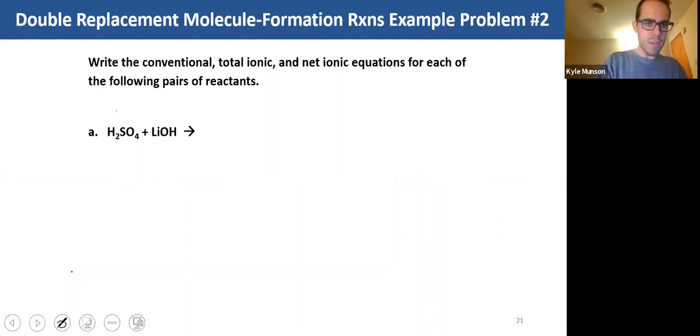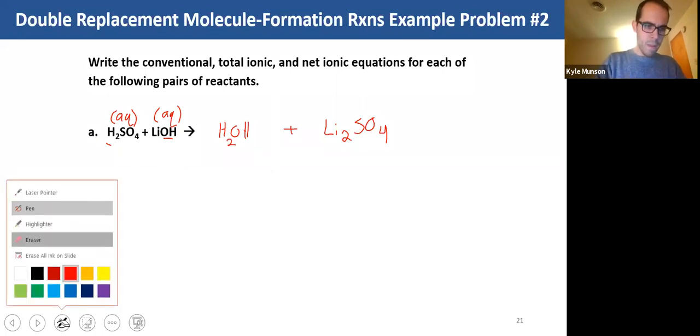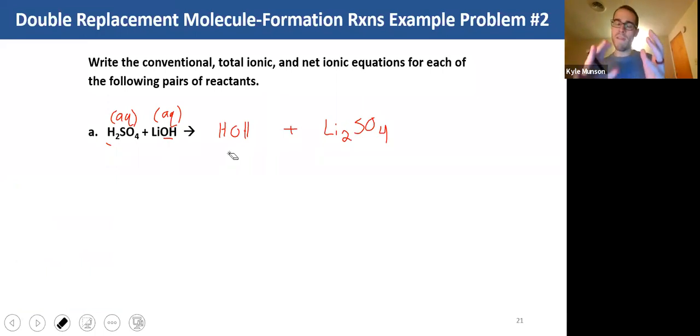So the conventional here, these guys are aqueous. What you're going to get, and we've seen one like this before, is a double replacement. So we're going to get water, or HOH as I'm writing it, writing the guy from here and the guys from here, plus lithium sulfate. And remember, because they're aqueous, we didn't bring this 2 over. That would be wrong.